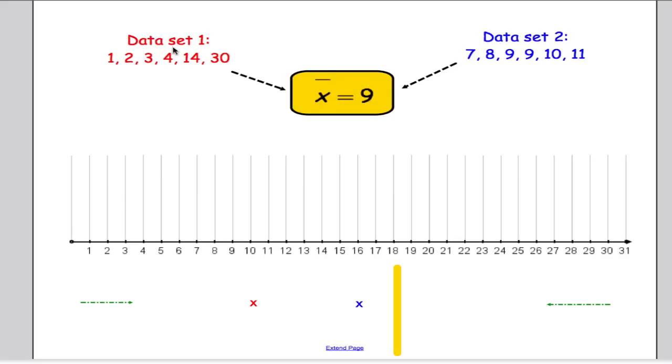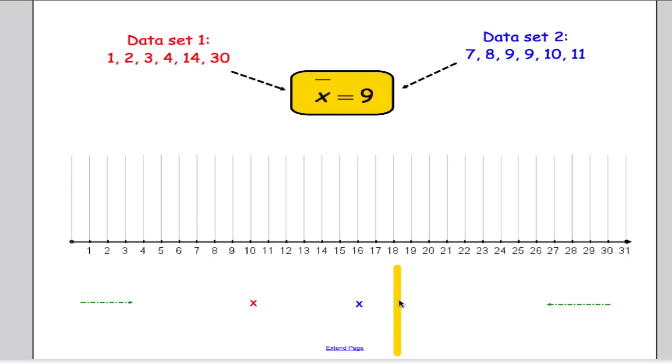So if we look at these two data sets here, I've got data set 1, which has 1, 2, 3, 4, 14 and 30, and data set 2, which has 7, 8, 9, 9, 10 and 11. You'll notice if you work out the mean for both of these data sets, they both have a mean of 9.